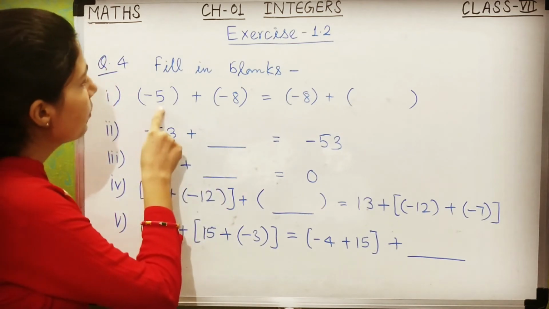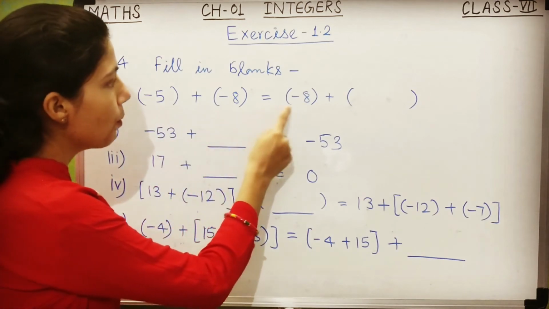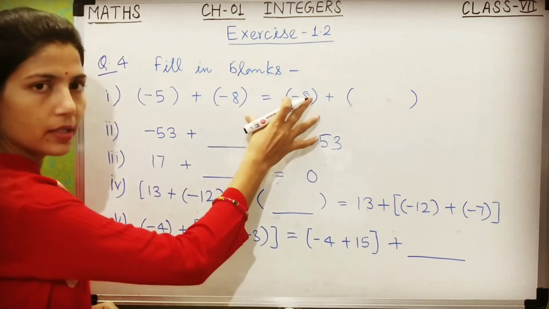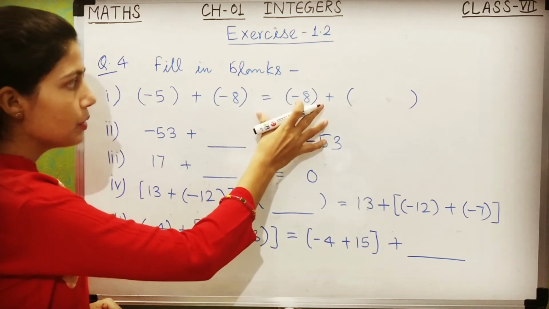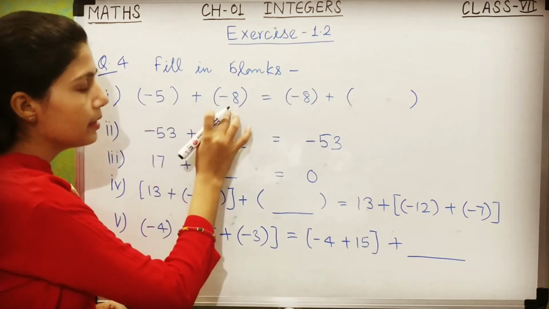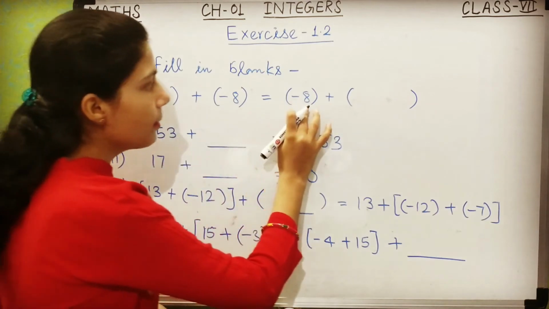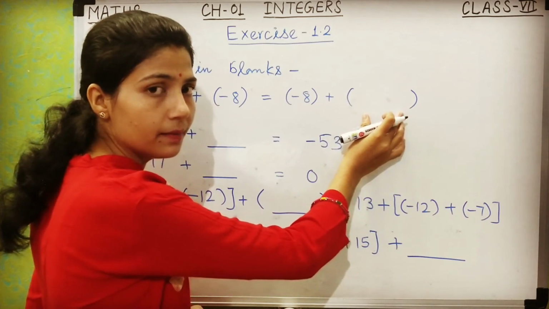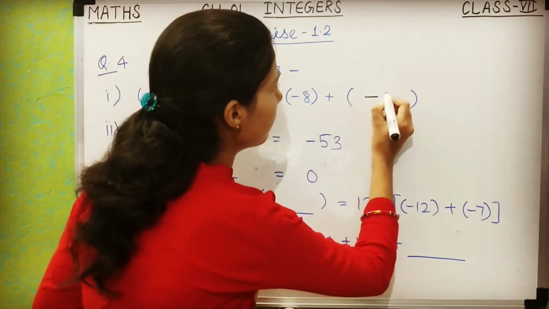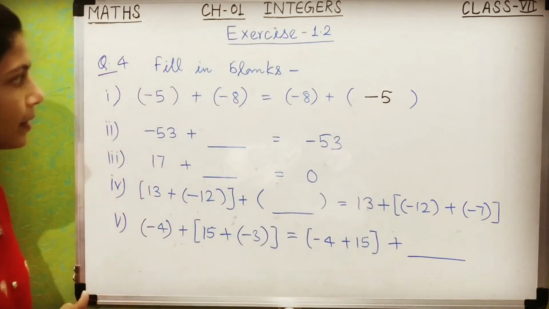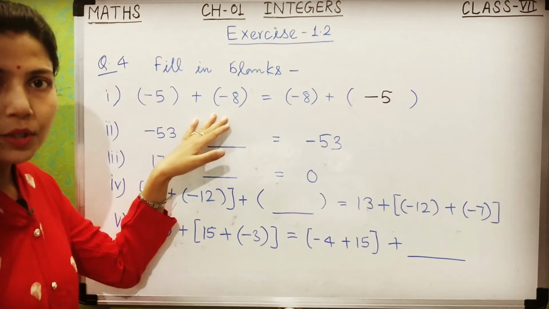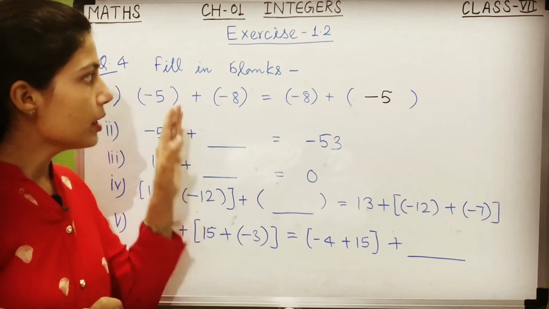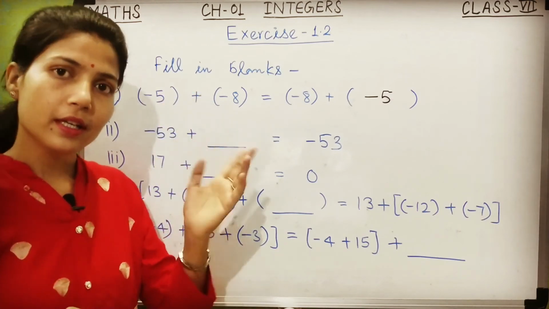Now see here, minus 5 plus minus 8 is equal to minus 8 plus what? Now see here, there is an equal sign between these two. Here is minus 5, that is added to minus 8. Now here minus 8 means this minus 8. So what will be the integer here? So it will be minus 5. Why? Because it is nothing but the commutative property of integers. In commutativity you can write the addition of integers in any order.